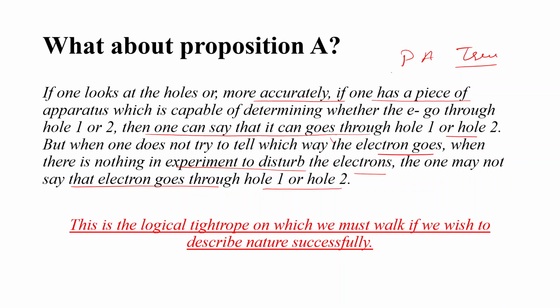So this is the same thing: if I try to see the electron, proposition A is true, but if I don't try to see, our proposition A stands false. Okay, that is what I have written here. So we have to say this is the logical tightrope on which we must walk if we wish to describe nature successfully.